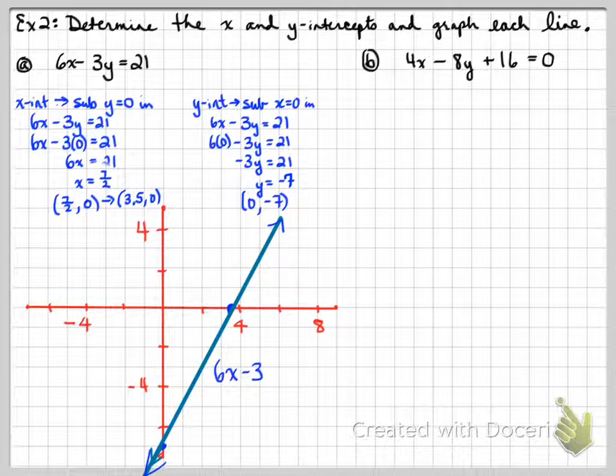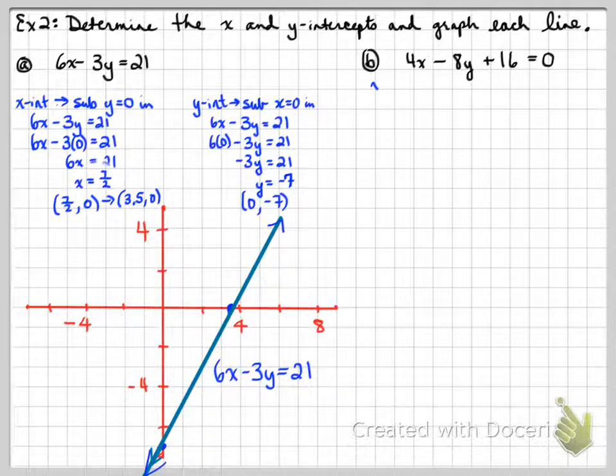Plot the dots, connect the dots, and draw your line with arrows at the end of it. The final answer will have an equation 6x minus 3y is equal to 21. That is the equation of that line. All right, let's look at the next example.